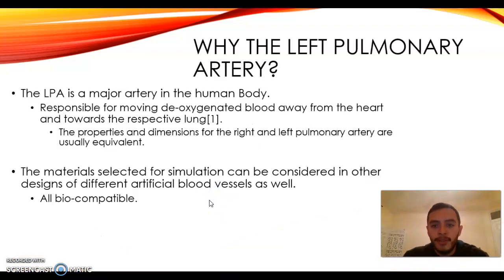So the artery that we chose to look at was the left pulmonary artery, otherwise known as the LPA. The LPA is a major artery in the human body, as its main function is to move deoxygenated blood away from the heart and towards the respective lung.